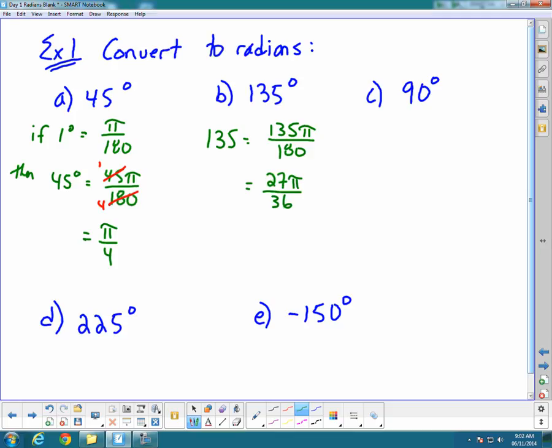It might reduce even further. Do you see a number that divides evenly into 27 and 36? 3? No? Don't start just throwing numbers at me. How about 9? Yeah? Okay, there we go. So if you divide the top and the bottom by 9, it's 3 over 4 pi.